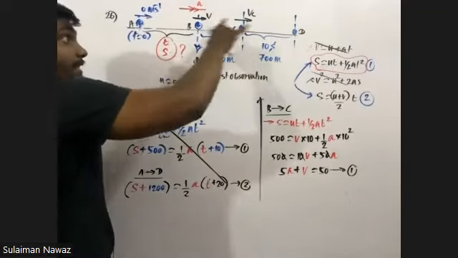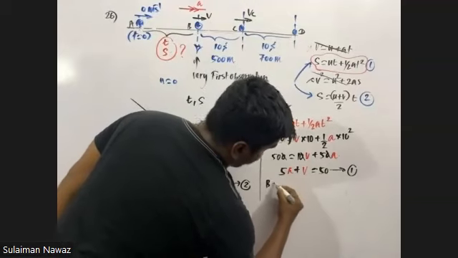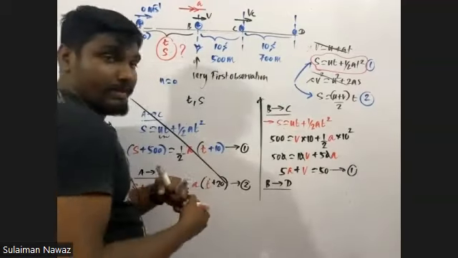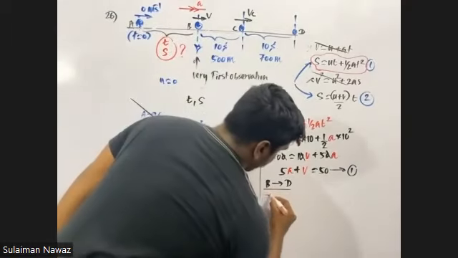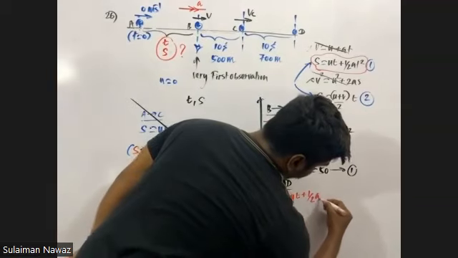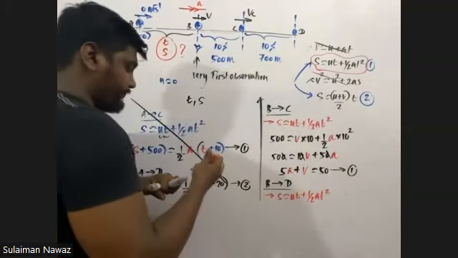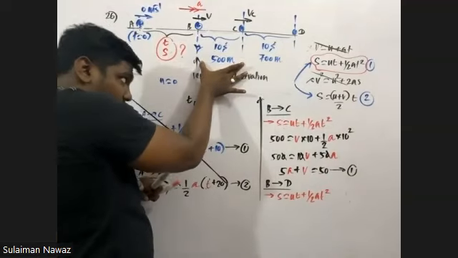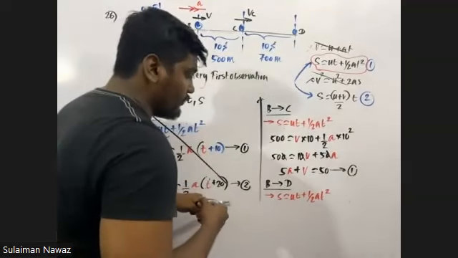Likewise, if I consider B to D motion, if I apply the same equation, S equals ut plus half at square. Look at it. B to D. Total displacement 500 plus 700, that is 1200.